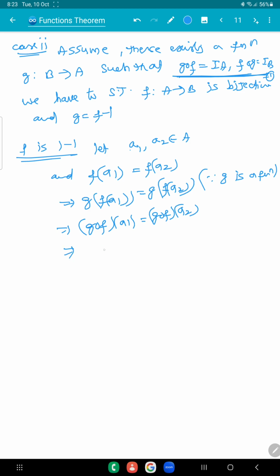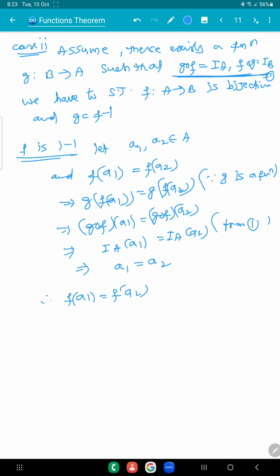So what is G circle F? Identity function on A. So the identity function on A1 is equal to the identity function on A2. What is the identity function's image? The image is as it is. So F of A1 is equal to F of A2 implies that A1 is equal to A2. So it means that F from A to B is one-one.